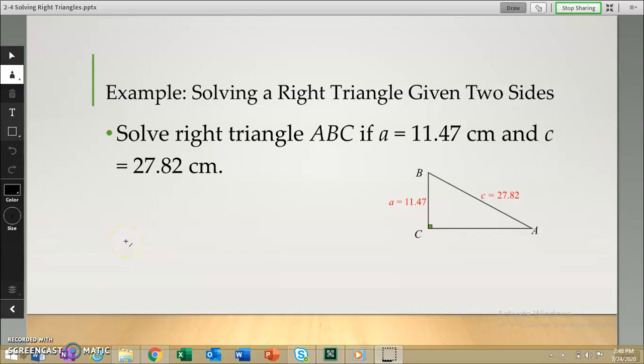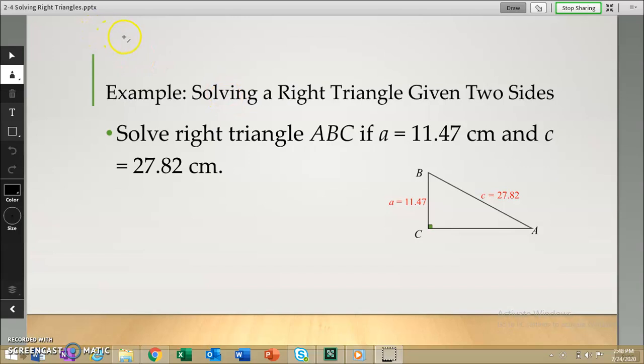Hello, today we'll look at some examples of solving right triangles. Our first one, we'll have a right triangle, triangle ABC, and we're just given the length of two sides. So we have side A and we have side C. And side C, as you can see, is directly across from my right angle, so it is known as my hypotenuse. So it is my longest side.